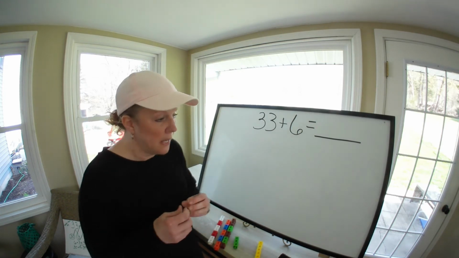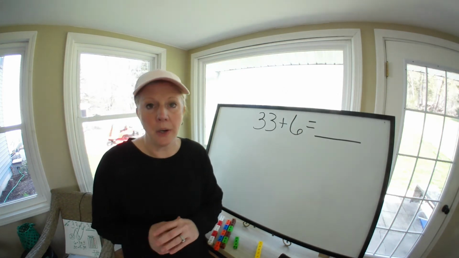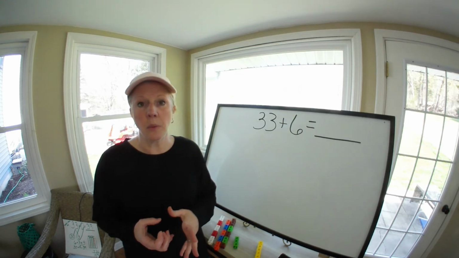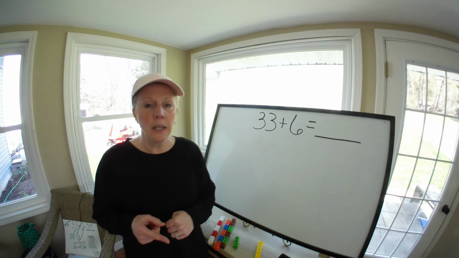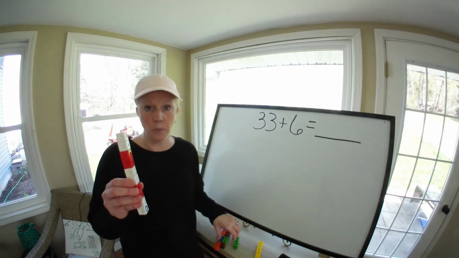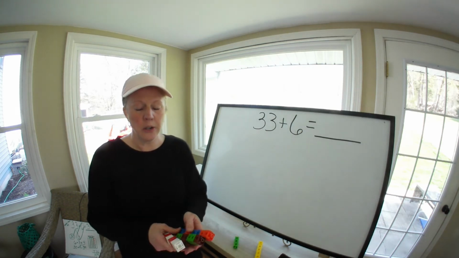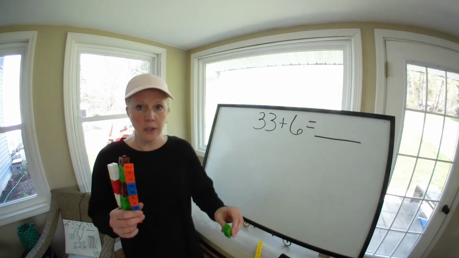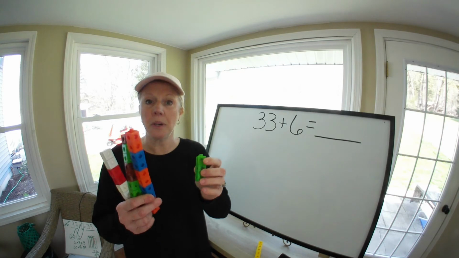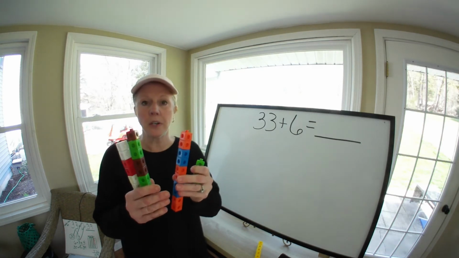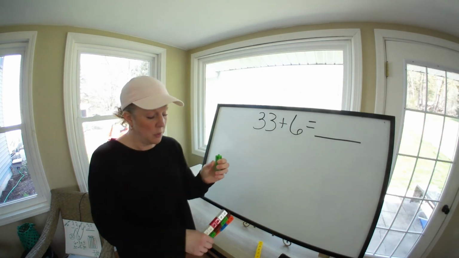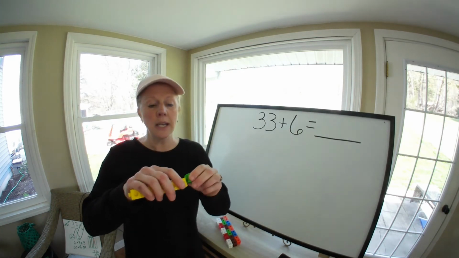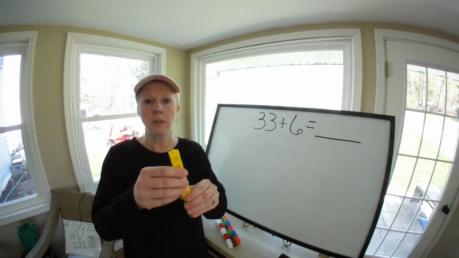So here we go. So I have a problem on the board here, 33 plus 6. Now, we can solve this a couple of different ways. The first way we're going to do it is I'm going to show you using my cubes, okay? So here's my 33, so I have 10, 20, 30, and 3 is 33, okay? So I have my 33 cubes. Now, what I'm going to do is I'm going to take 6 more cubes, and I'm going to actually attach them to my 3, okay?